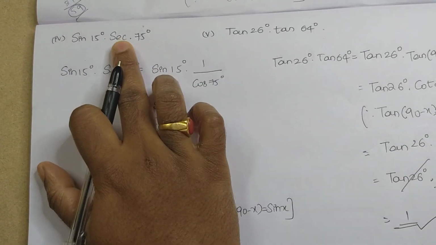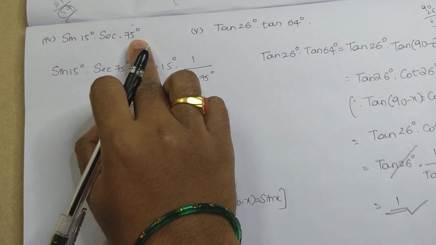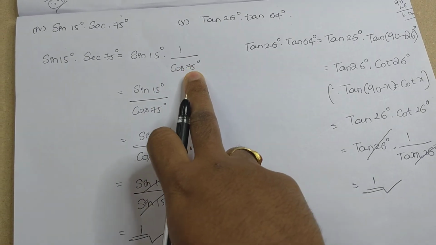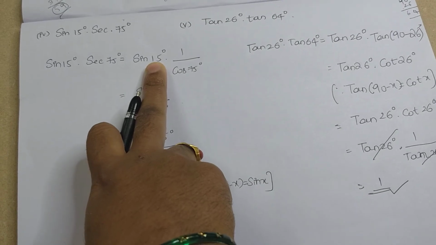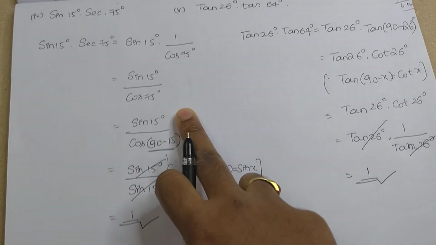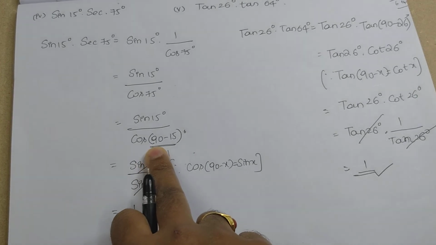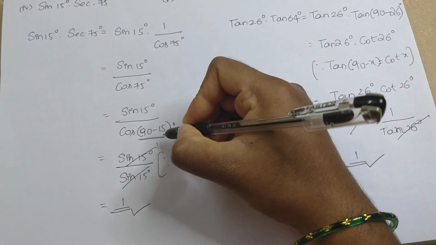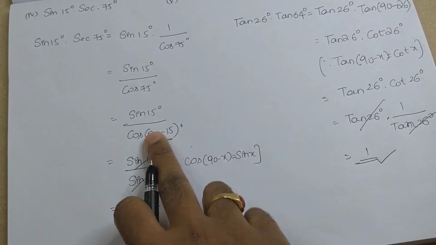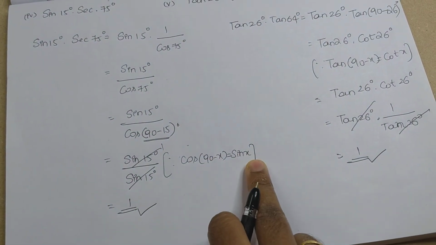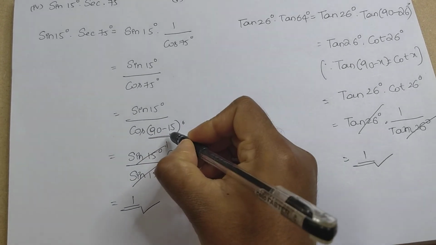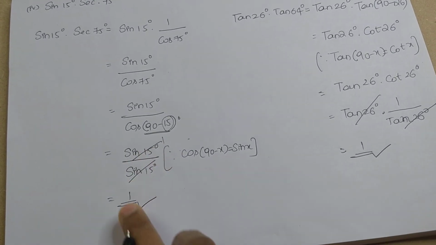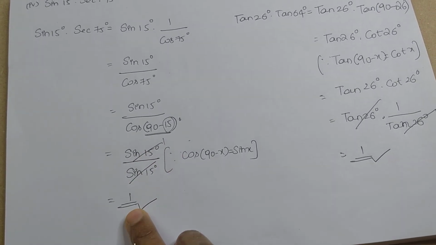So the fourth sub question. First thing, what did I do here? I just converted this secant in terms of cos. After that, this cos 75 I have converted in terms of 15. Cos 75 is 90 minus 15. This 75, put it as 90 minus x, 90 minus 15. So since cos of 90 minus x equals sin x, assume this 15 as x, you can write it as sin 15. So sin 15 cancelled off. The answer will be 1.